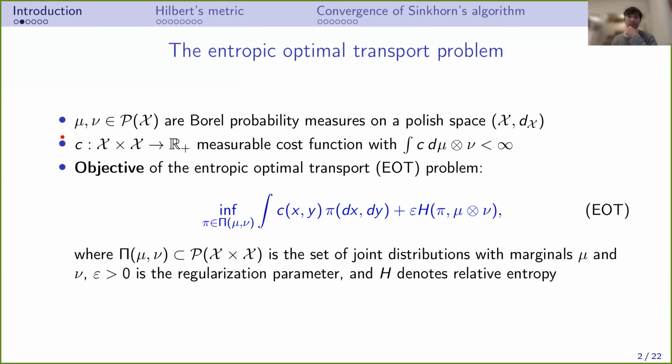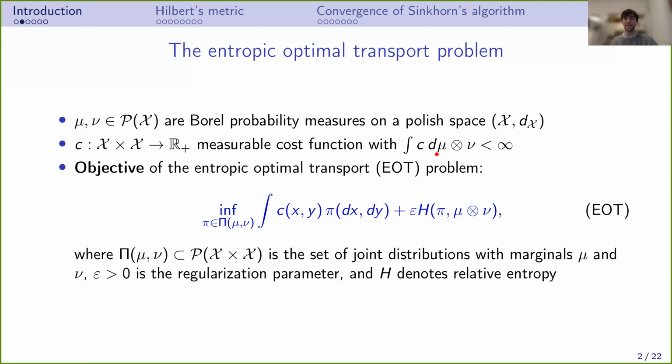Okay, so the setting looks very similar to the talk by Marcel. So again, we have two marginals, mu and nu. Here we just assume they're in the same space X, so they are Borel probability measures on a Polish space X. The cost is again denoted by C, so it's a non-negative cost.